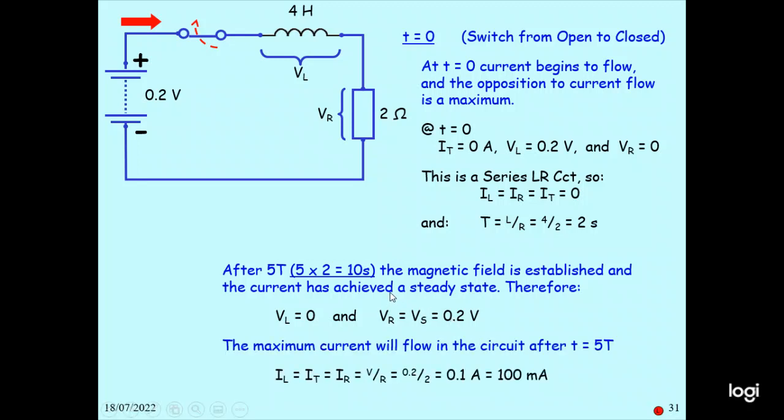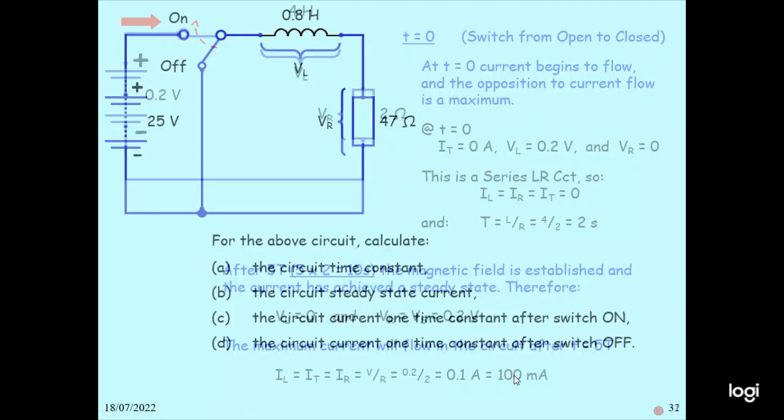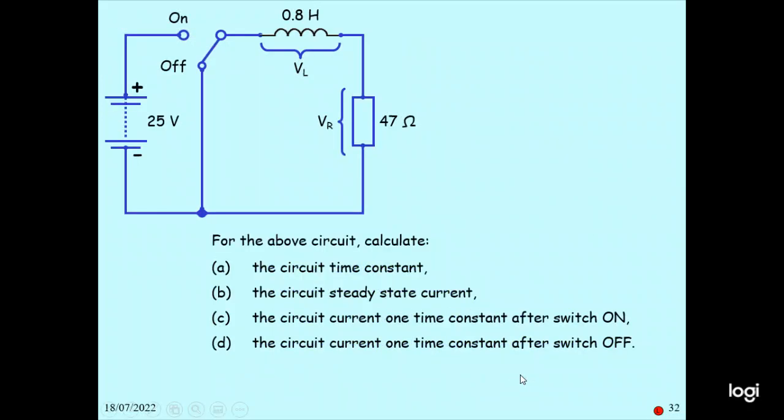So this is the on and off here. In this circuit, the inductor is 0.8 henry, the resistance is 47 ohm, and the supply voltage is 25 volt. For the above circuit, we have to calculate the circuit time constant, the circuit steady state current, the circuit current one time constant after switch on, and the circuit current one time constant after switch off.